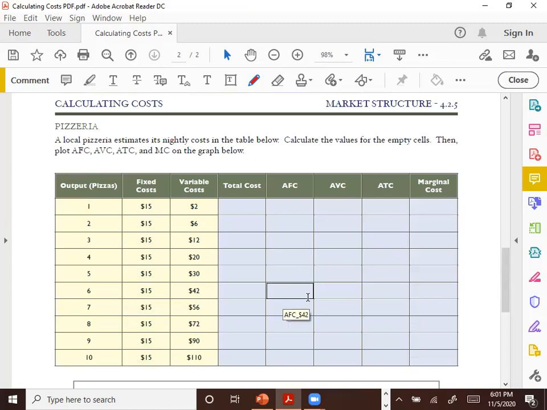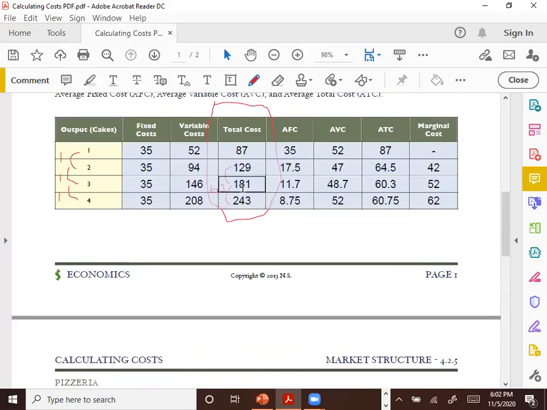So here on the back part, I'm going to have you guys do this by yourselves. So it already gives you the fixed costs and it already gives you the variable costs. So remember, your total cost is fixed plus variable. Your average fixed cost is your fixed cost column divided by the output. Your average variable cost is the variable cost column divided by your output. Your average total cost is the total cost column divided by your output. And your marginal cost is the change in. So remember up here, we subtracted up. So 243 minus 181, 181 minus 129, and that's what the change is. You divide it by 1 because it goes up by 1.